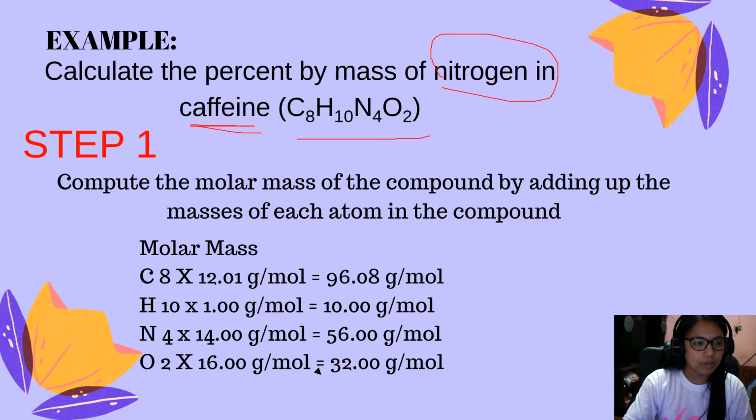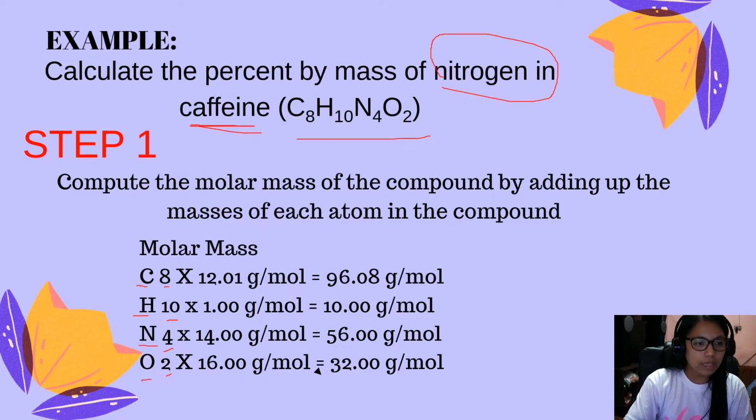We have the carbon, hydrogen, nitrogen, and oxygen. After that, identify the number of atoms. Carbon has 8 atoms, hydrogen has 10 atoms, nitrogen has 4 atoms, and oxygen has 2 atoms.